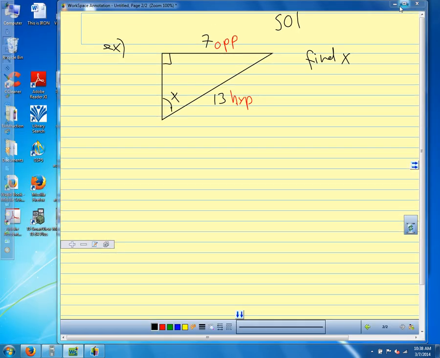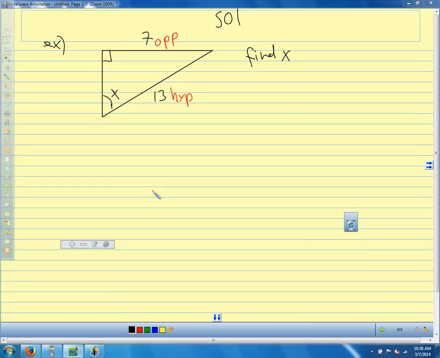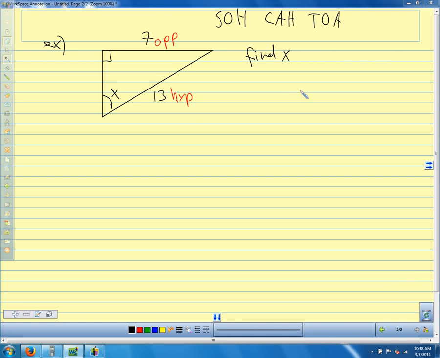So then we say which trig ratio, and let me write it up here just as a reminder. There we go, Sohcahtoa. So which trig ratio tells us about the opposite and the hypotenuse? What is it? I hear some whispers. What is it? Sine. Sine is opposite over hypotenuse.